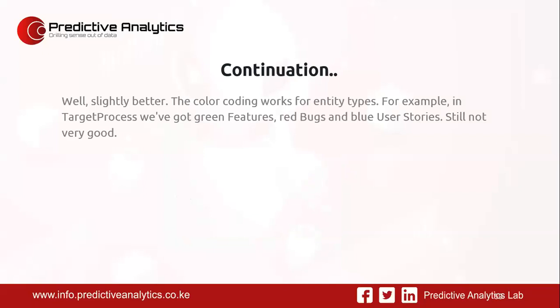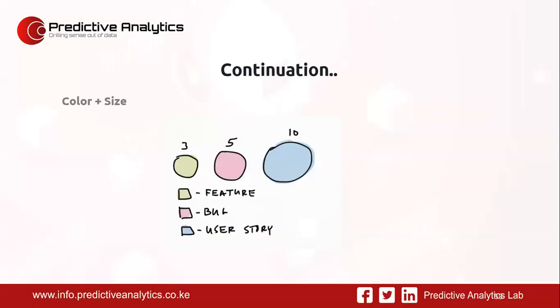So for example, Target Process is a company that deals with visualization. We are using just one of the examples. So we've got green features, red bugs, and blue user stories. So this still doesn't look very good.